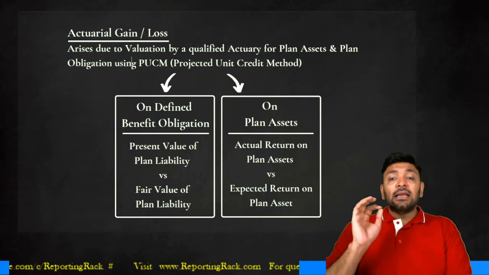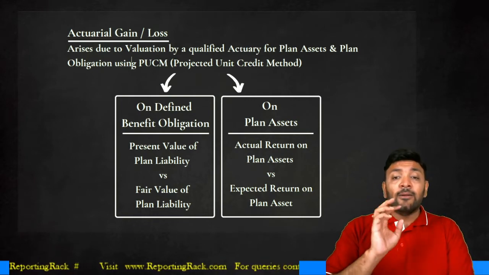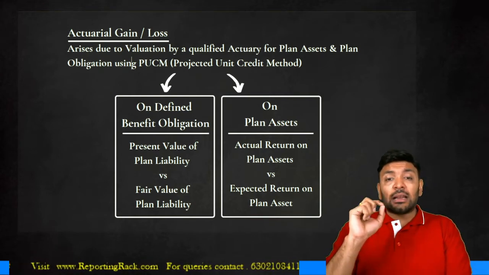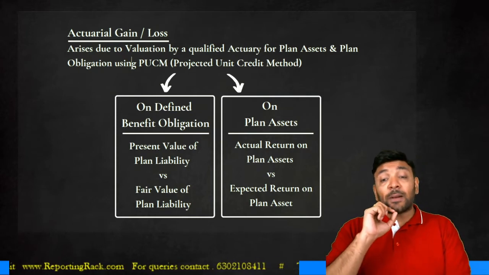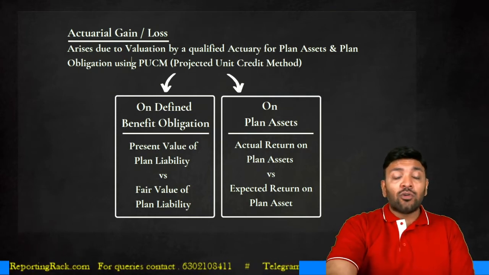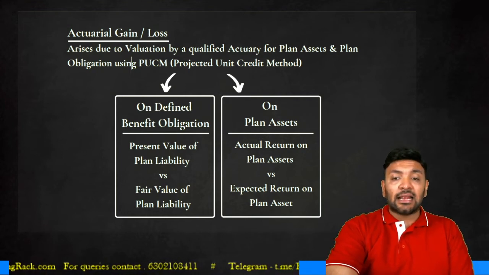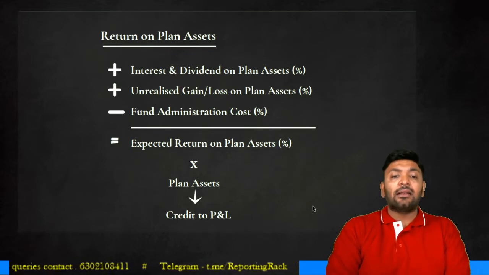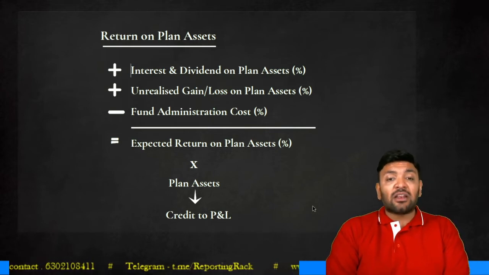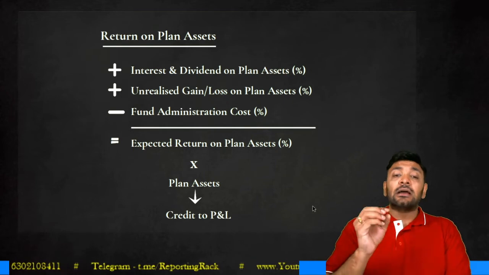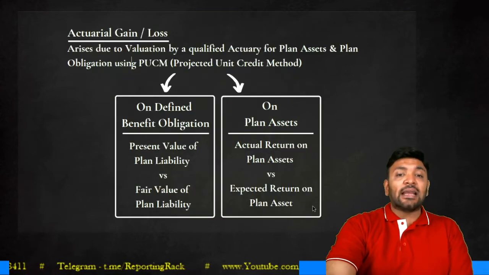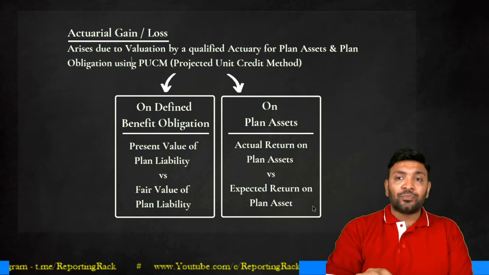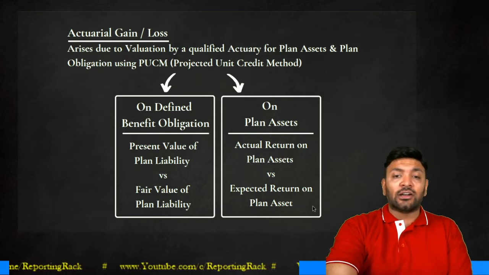But what about the plan assets? In case of the plan assets, which are fair valued as per the actuary, you will determine actuarial gain or loss by comparing two items: your actual return on plan assets compared with expected return on plan assets. What is expected return? We've already seen expected return on plan assets in the earlier slide, where we said expected return is nothing but the interest plus unrealized gain or loss on plan assets minus the fund administration cost, identified as expected return as a percentage applied on plan assets. So the difference between the expected return and actual return will be considered as my actuarial gain or loss on plan assets.